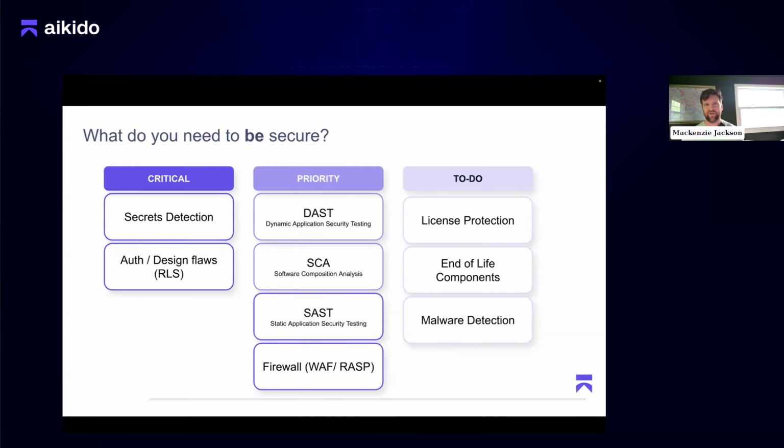Next, we can scan our site with our various different tools like DAST, SCA, Static Application Security Testing, and firewalls. Once you've done that, you can start looking at things like license protection, end-of-life, malware detection. We'll worry about that at a different webinar. Right now, what you need to worry about is secrets detection and authentication and design flaws. And what can really help you is using a tool like Aikido. But as I said, I've given you other options if you don't want to use Aikido to be able to go through and sit in there as well.